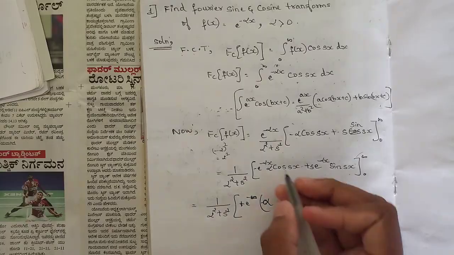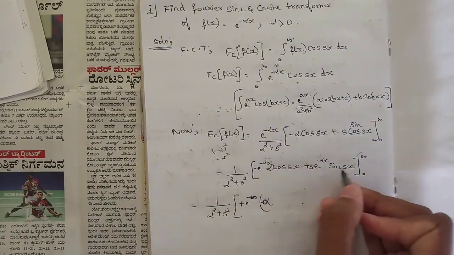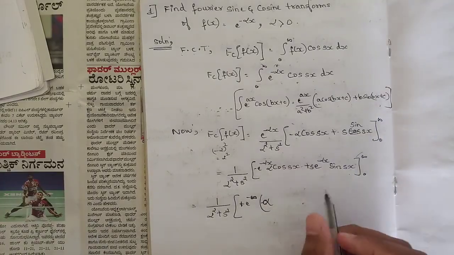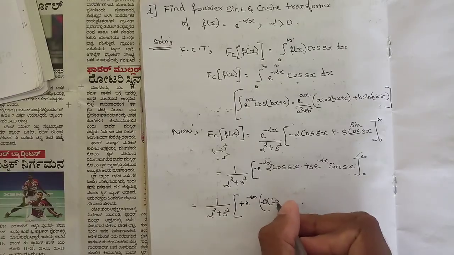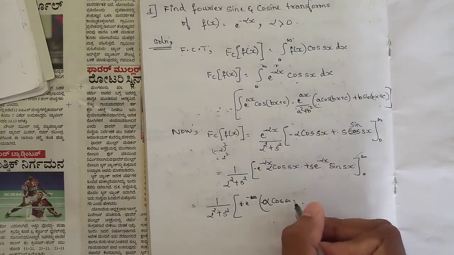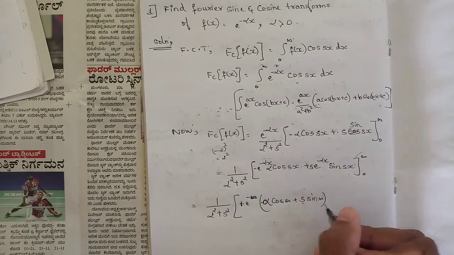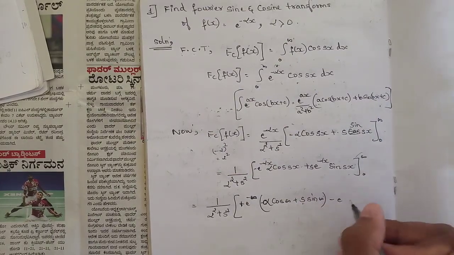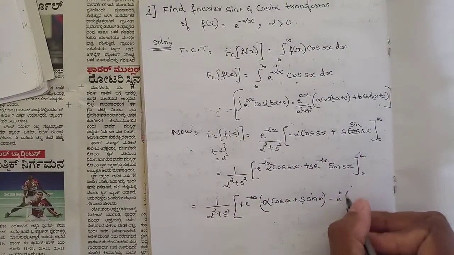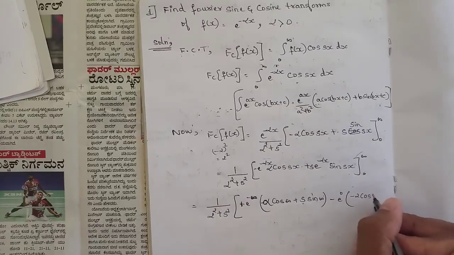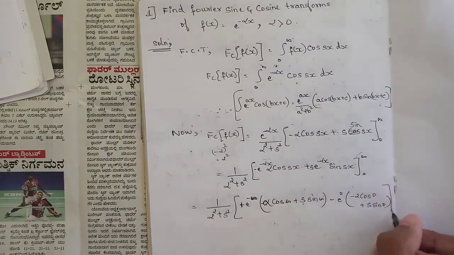So here I just made the change, that is, e to the power minus alpha x is common in these two terms, so that we can split the limits only for these two functions. Minus alpha cos of infinity plus s sin of infinity, minus e to the power alpha x, so in place of x the lower limit is 0, minus alpha cos 0 plus s sin 0.